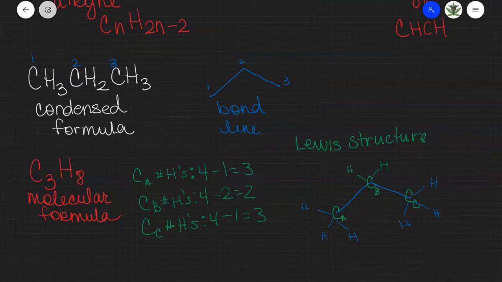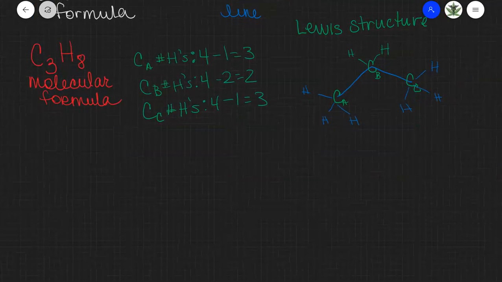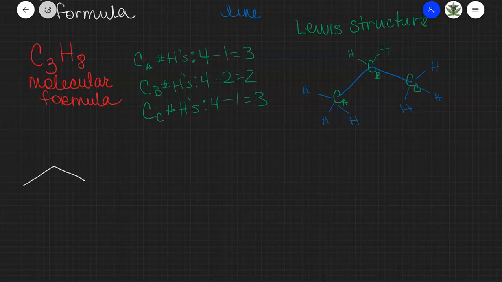Let's look at another example. I am going to give you this formula. And we should be able to look at the formula and say, because the only thing we see are lines, that this is a bond line formula.